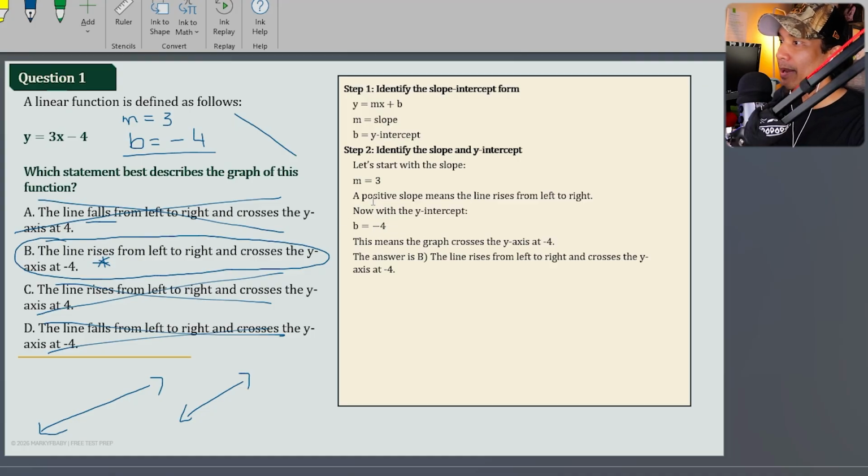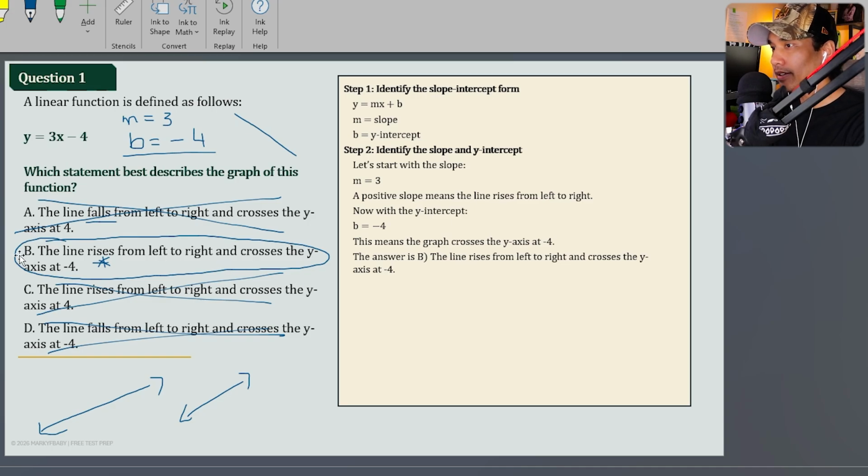And it says here, a positive slope means the line rises, right? It rises from left to right. This means the graph crosses the y-axis at -4, and that is our b. And then the answer choice is B, the line rises from left to right and crosses the y-axis at -4.